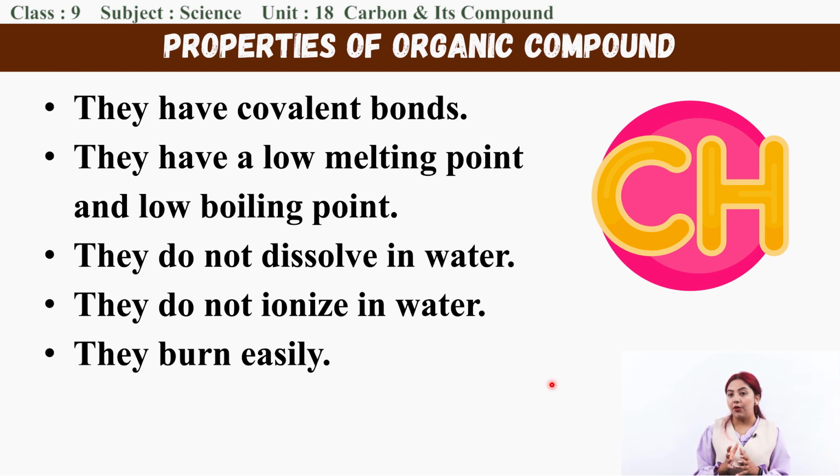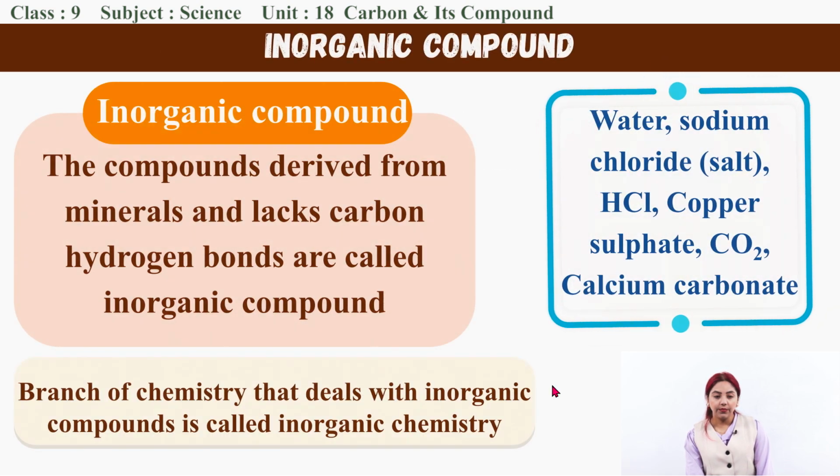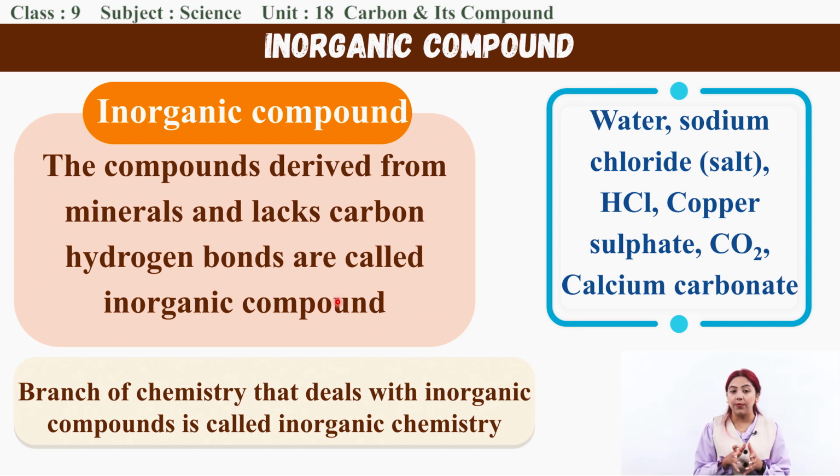Now, we studied a little about organic compounds. Now, let us study inorganic compounds. We can define an inorganic compound as a type of compound that is derived from minerals and lacks carbon-hydrogen bonds. Those types of compounds are known as inorganic compounds. Some examples are water, sodium chloride, carbon dioxide, calcium carbonate, etc. And the branch of chemistry that deals with inorganic compounds is known as inorganic chemistry.